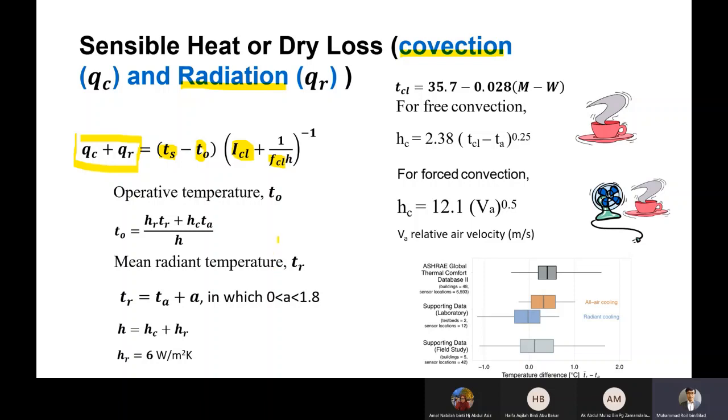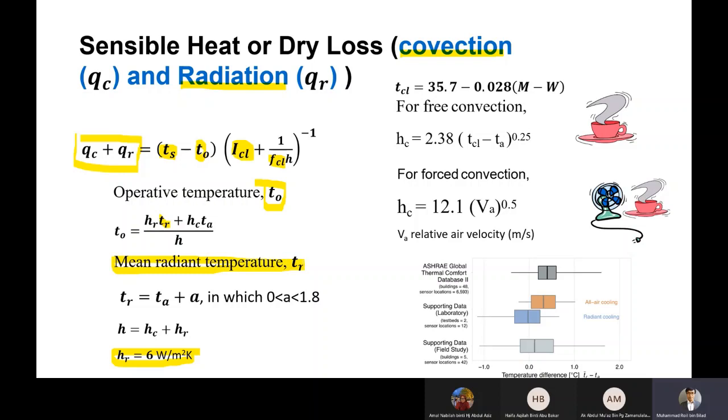We'll explain later on. So first of all, what is the operative temperature TO? TO is given here as the average of TR times HR. HR is the radiation heat transfer coefficient. The value of HR is 6, given here. TR is called the mean radiant temperature. Okay, it is very hard.